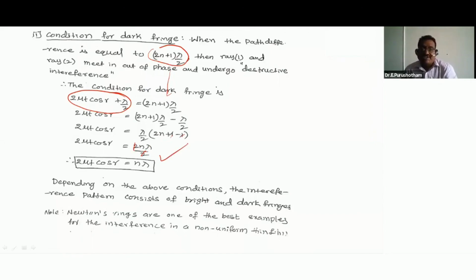Depending on the above conditions, the interference pattern consists of bright and dark fringes. The example of interference in thin film is Newton rings.